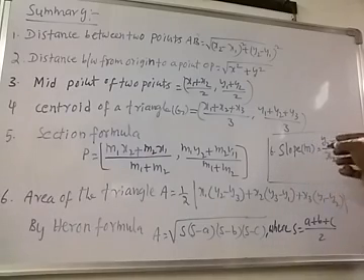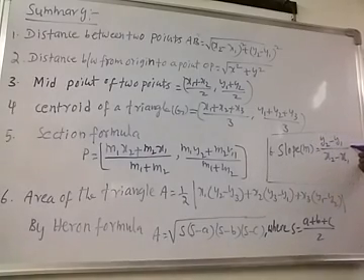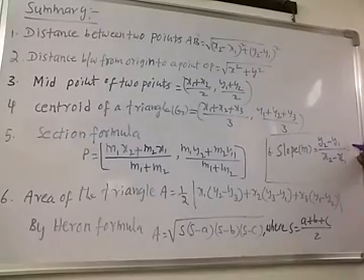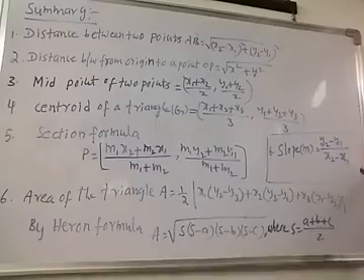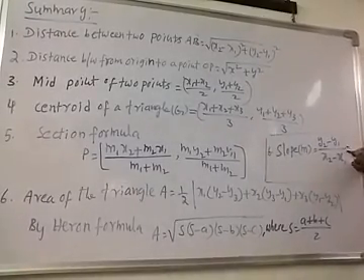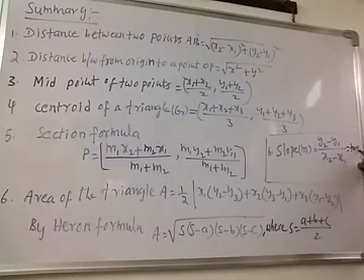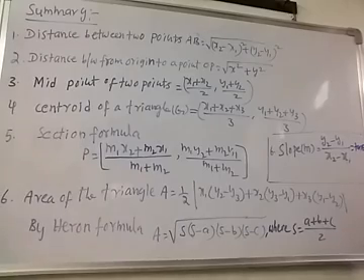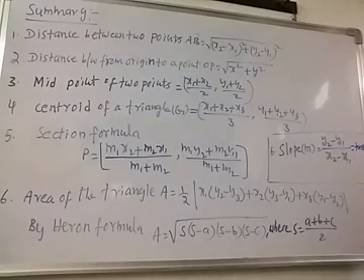And also the slope of any 2 points, that is m is equal to tan theta is equal to (y2 minus y1)/(x2 minus x1). So this is also represented by tan theta, the slope of 2 points.